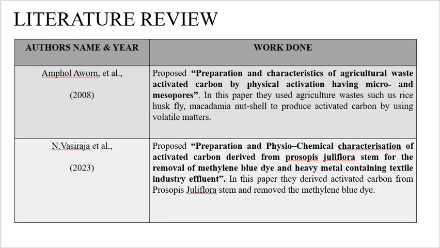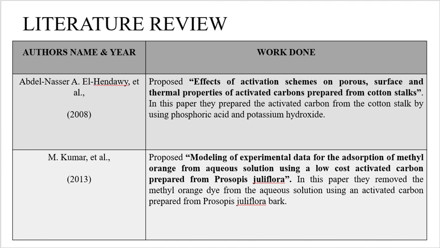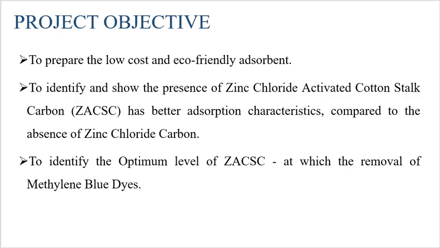high porosity. So the literature survey: we studied the first literature, preparing activated carbon from rice husk fly ash, and the second paper is preparation of activated carbon from Prosopis juliflora stem. In the third literature, activated carbon is prepared from the cotton stalk using phosphoric acid and potassium hydroxide. In the fourth paper, the activated carbon is prepared from Prosopis juliflora bark.